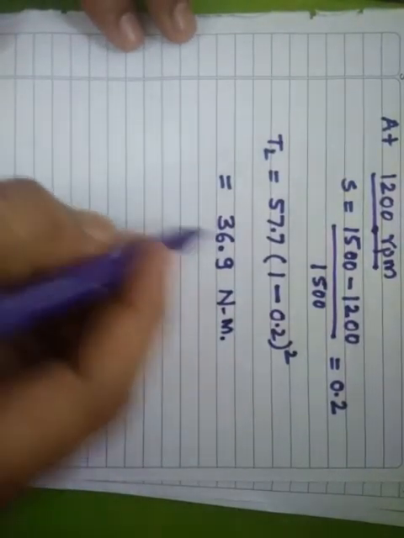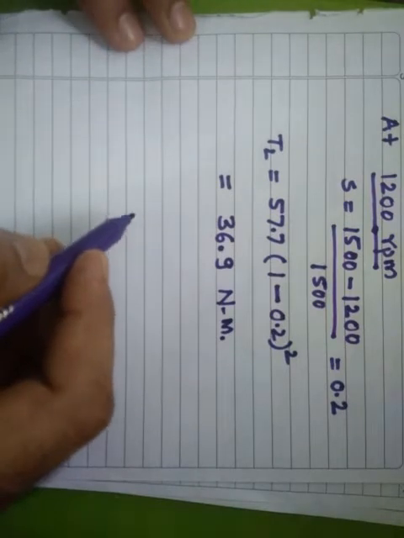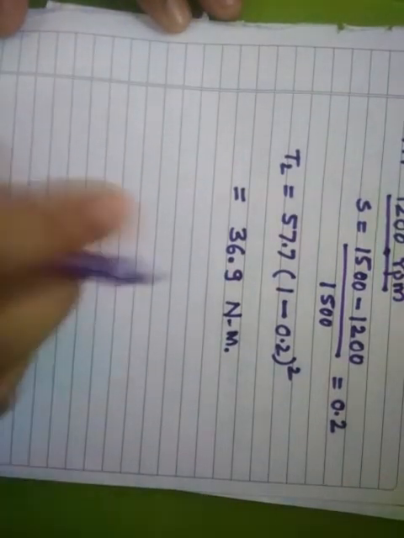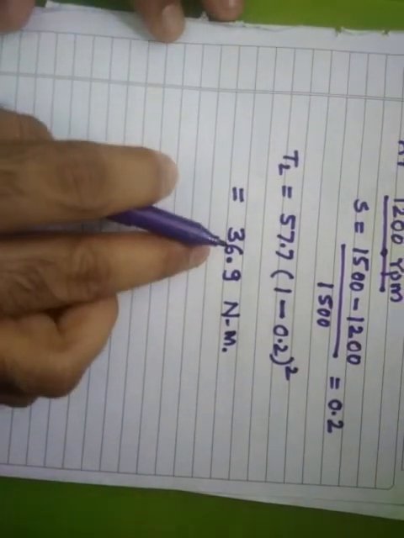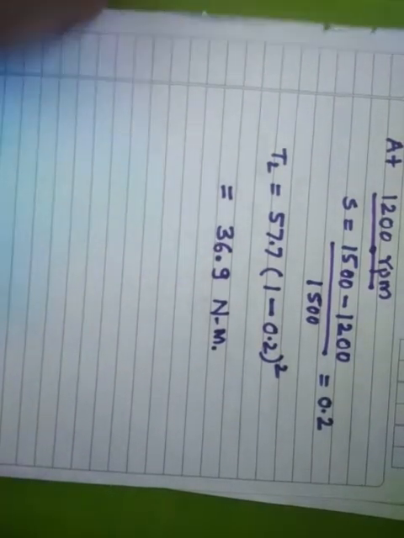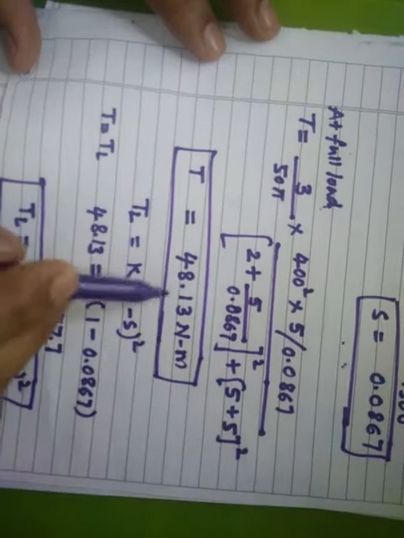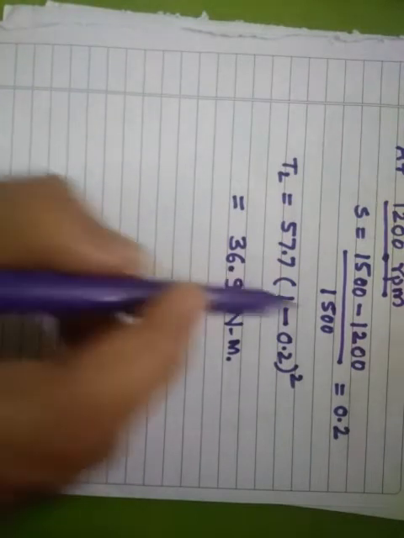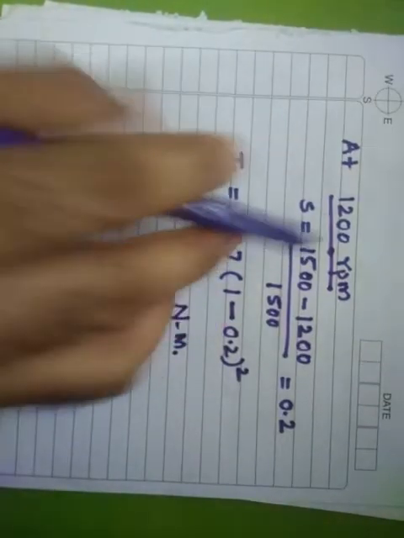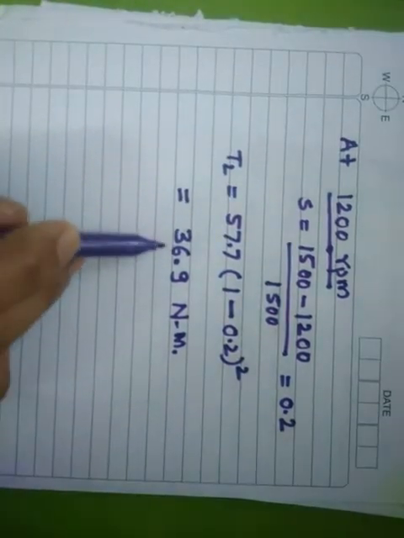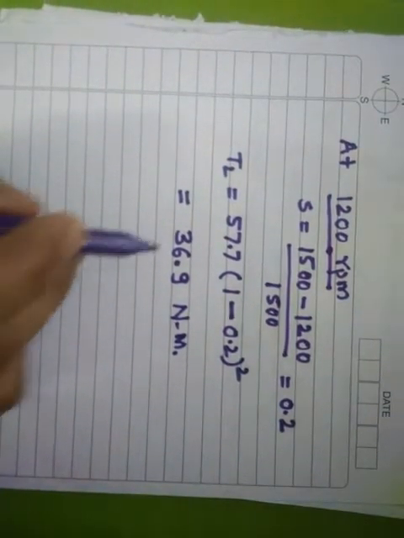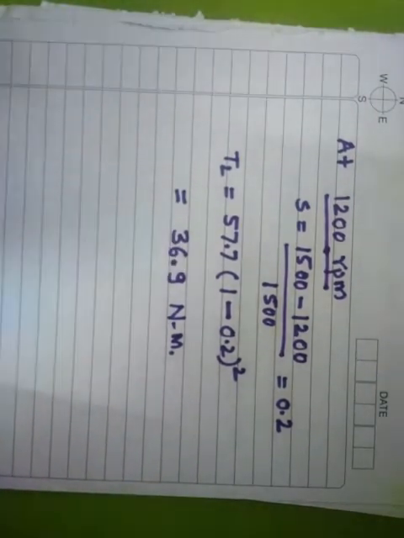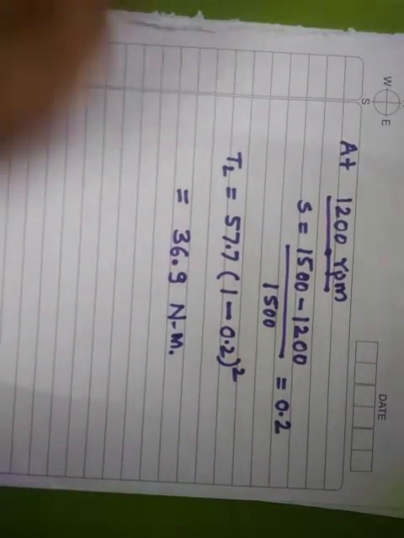So it shows that as the speed is decreased, when you are varying the stator voltage, the torque is decreased. Earlier the full load torque was 48.13 Newton meter. Now at this speed, 1200 rpm, it will be 36.9 Newton meter. So here I can conclude that as speed is decreased, the torque is also reduced.